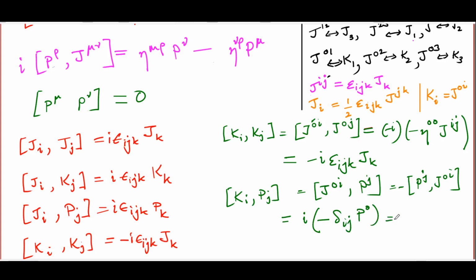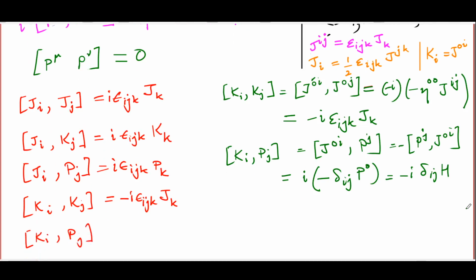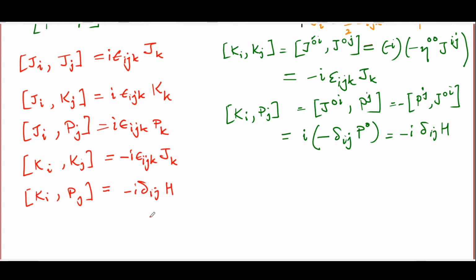So what you get is minus i delta ij times P0, which is of course the Hamiltonian. This is the first time we meet the Hamiltonian P0 in our discussion. The next step, of course, would be to find out commutators of the H with the various sets that we have talked about. Now, it is very easy to figure this out, and I'm leaving that as an exercise for all of you, that Ji actually commutes with H.